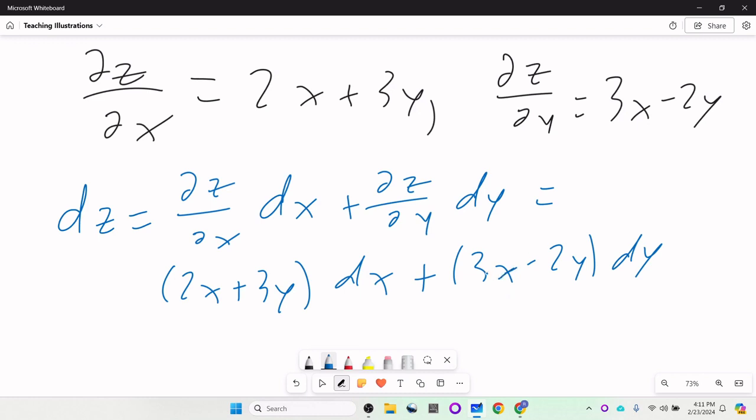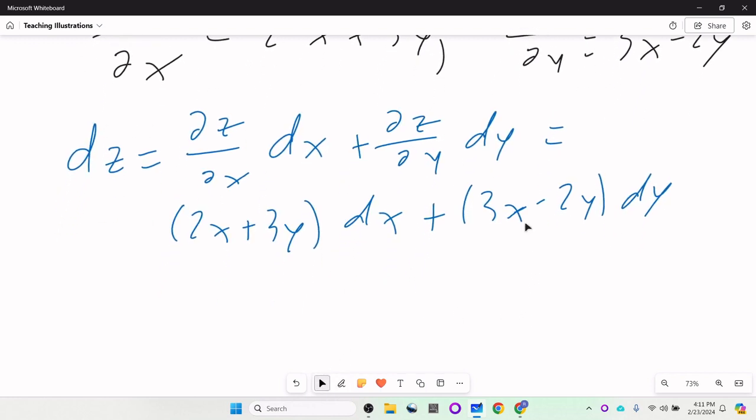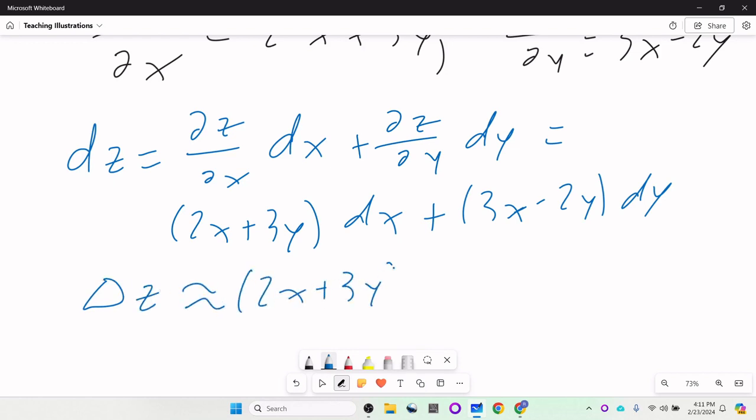And then if you have an anchor point, you would plug in the anchor point to regular x and y, and then you would have what's basically the tangent plane there, but centered at no change, so that you're only plugging in the change of values instead of the actual position. You also might write this as delta z is approximately (2x plus 3y) delta x plus (3x minus 2y) delta y. And again, it's notation.